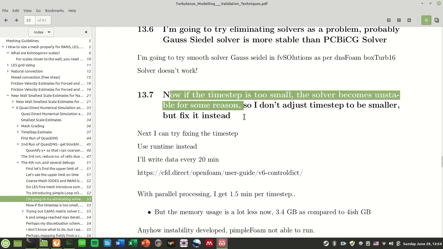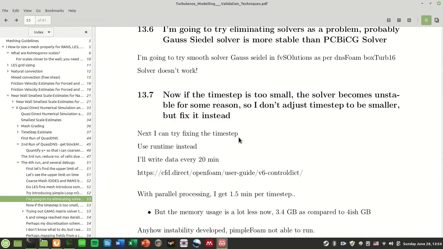Now, I noticed something. When the time step becomes small, the solver becomes unstable. That means if you have a time step of 1 times 10 to the minus 5, 1 times 10 to the minus 6, 1 times 10 to the minus 9, the solver tends to blow up. There's something wrong that happens. I don't know why, but it seems to be the case.